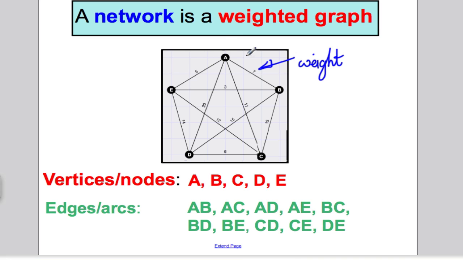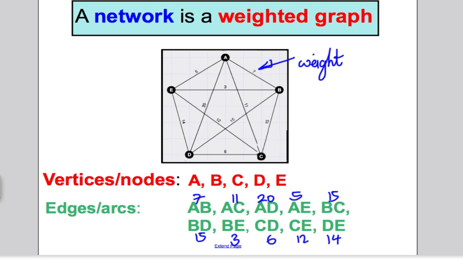Okay. So in this case here, the weight of AB, let's say, is 7. The weight of AC is 11. The weight of AD is 20. The weight of AE is 5. The weight of BC is 15. And keep on going. The weight of BD, I think that's 15 as well. BE would be 3. CD would be 6. CE would be 12. And lastly, D to E would be 14. Okay? And they're the weights of that graph there.